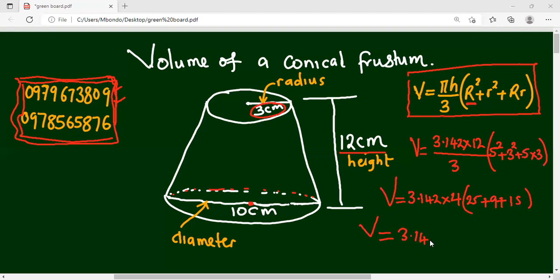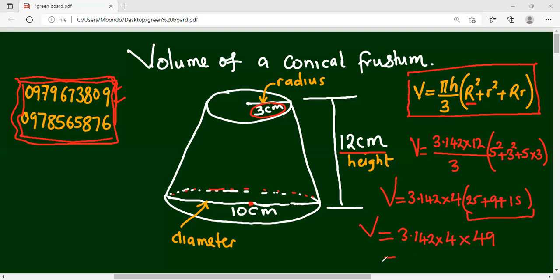So now we need to have volume is equal to 3.142 multiplied by 4, then multiplied by what we have in the brackets. Let us add all these. 15 plus 25, what do we get? That gives us 40, isn't it? And then this is going to be 49. Then we can multiply these now to get the final answer.